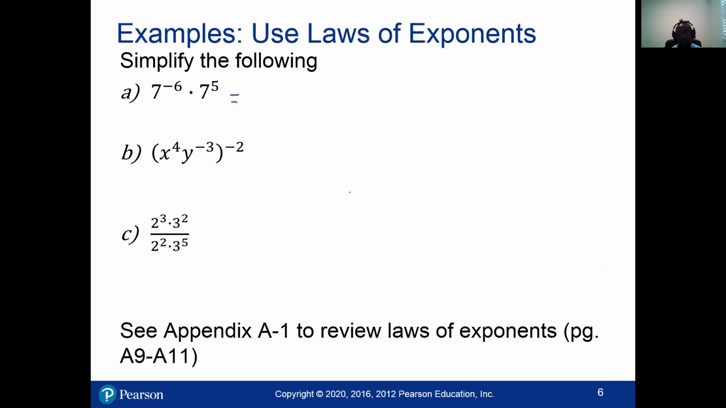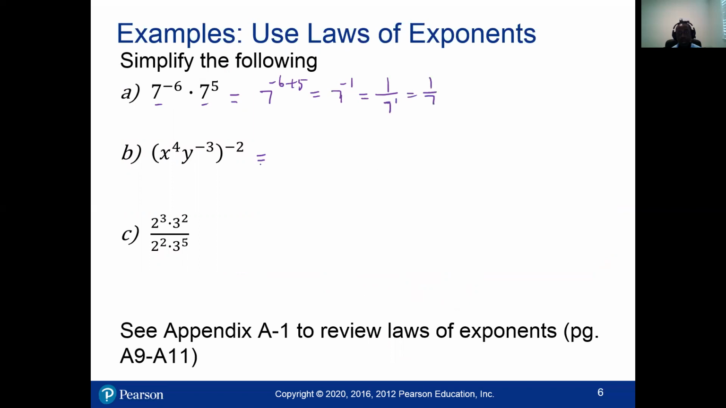Let's take some quick examples to apply this to simplify. We don't want negative exponents. If they write them like that with the same base, use one of the properties, which says this would be 7 raised to negative 6 plus 5, which is 7 raised to minus 1. Since we don't want the final answer to have a negative exponent, we write this as 1 over 7 raised to 1, which is 1 over 7.